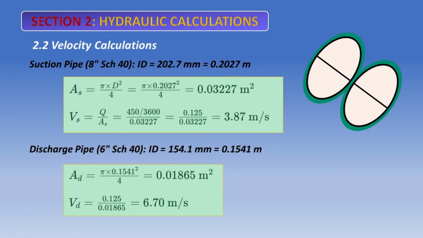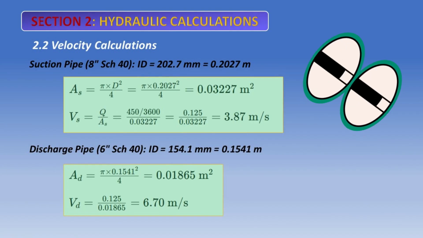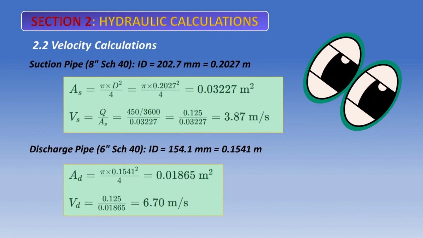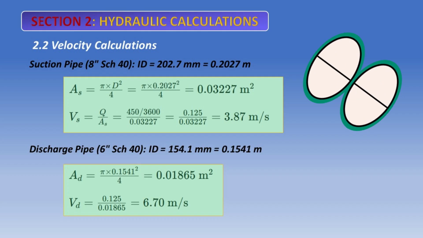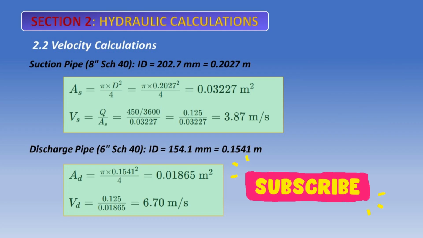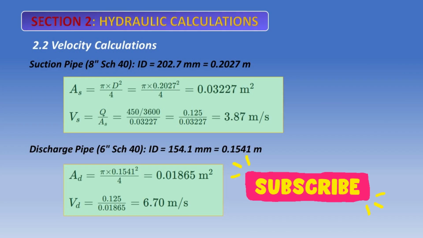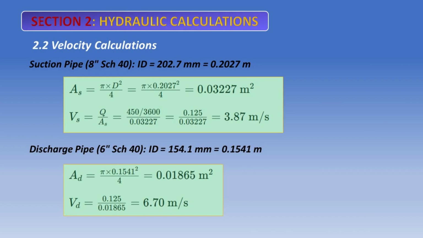To find the friction losses, we first need the velocities in the pipes. We calculate the cross-sectional areas of the 8-inch suction and the 6-inch discharge pipes using their internal diameters, with a known flow rate. We find the suction velocity is 3.87 meters per second, and the discharge velocity is significantly higher at 6.7 meters per second. Velocity is a key driver of friction loss, which is why the discharge line, with its smaller diameter and higher velocity, will have much larger losses.